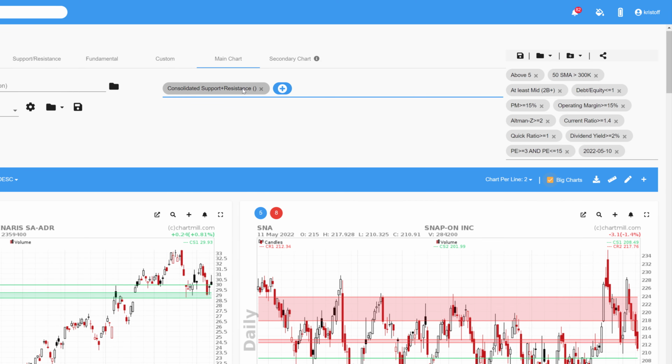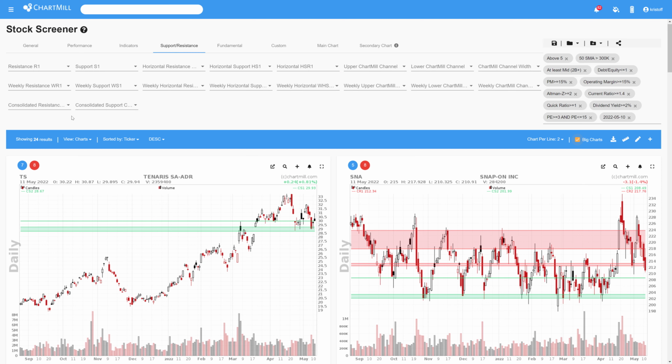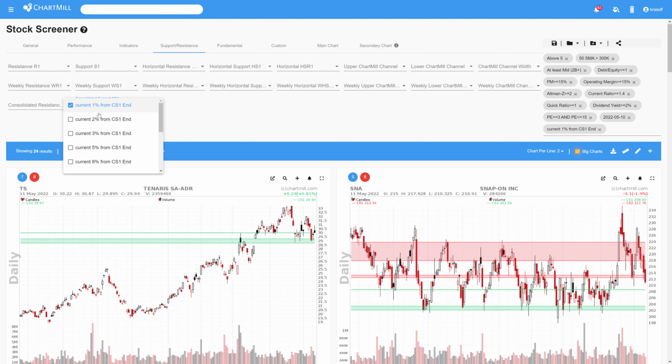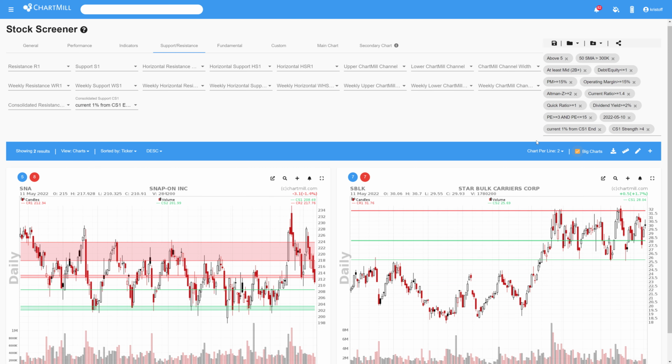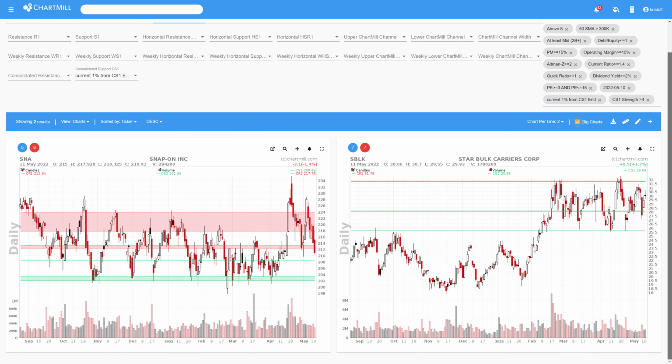For example, current 1% from CS1 and CS1 strength bigger than 4. With this, I obtain all stocks whose price is at most 1% from the next support zone identified by ChartMill and which has already been tested or touched at least 4 times in the past.